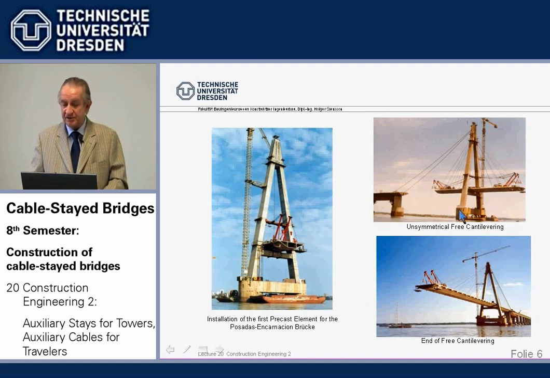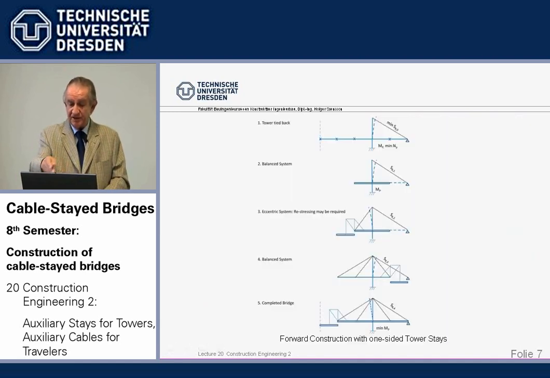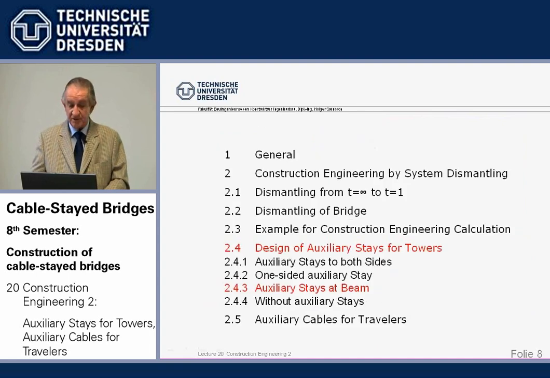And we see here the situation where we have a sturdy tower. We have here the beam just cantilevering or being eccentric to the main span, and we have only the one backstay which takes care of this unsymmetric situation. So only one backstay, and again the calculation is similar to what we had.